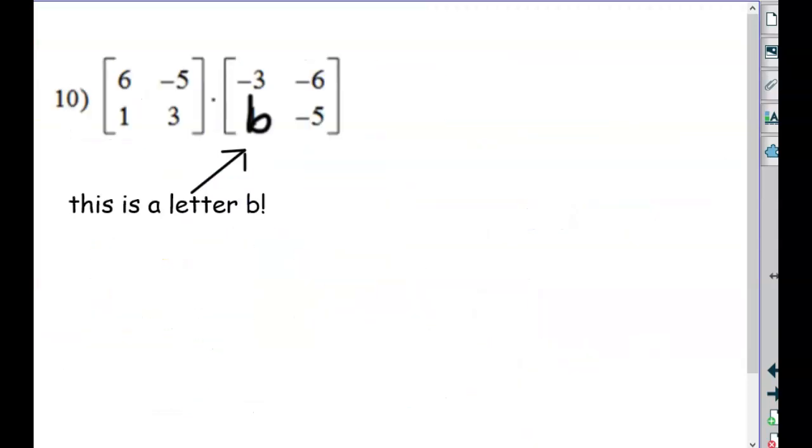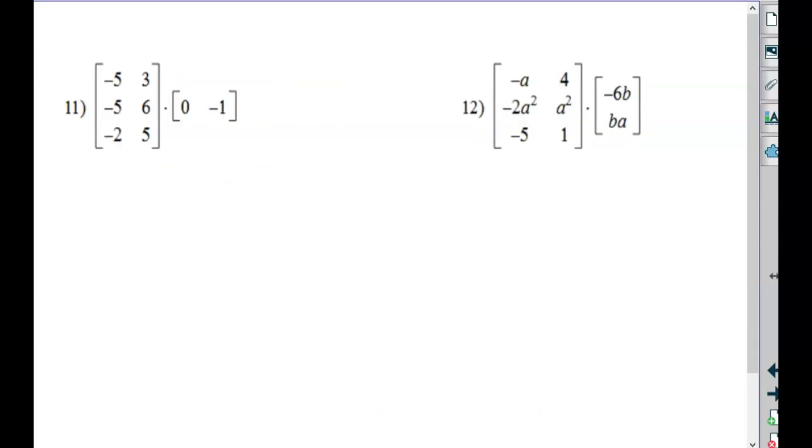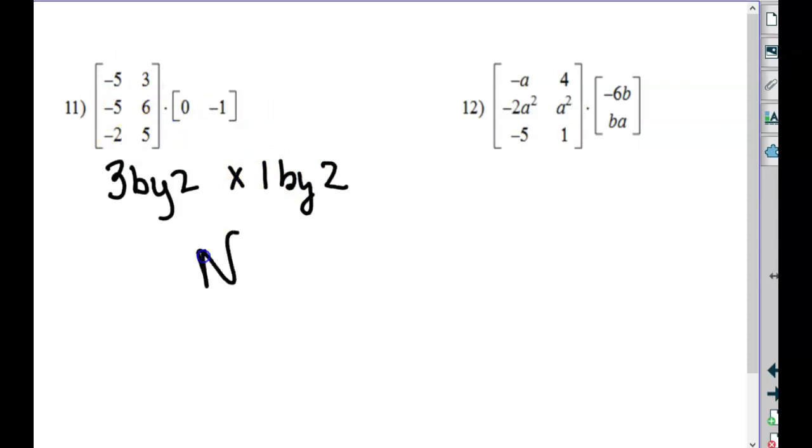All right. We need to go back and, oh, we did that one. Can we multiply these? This is a 3 by 2 times a 1 by 2, isn't it? 3 by 2, and this is a 1 by 2. That would be no. I don't care if we can do this one. I don't want to do it, okay?